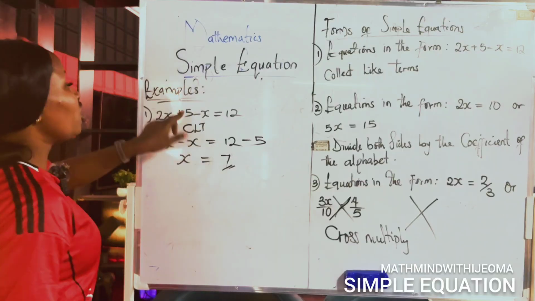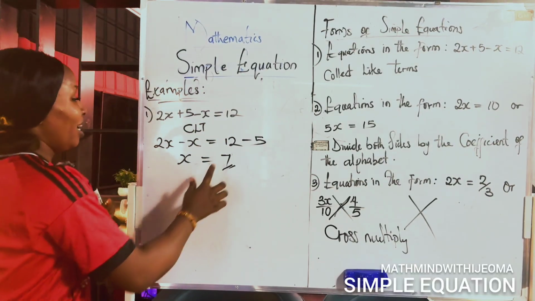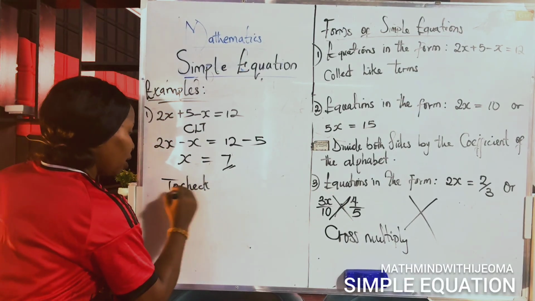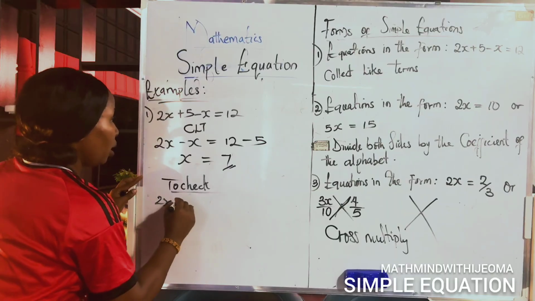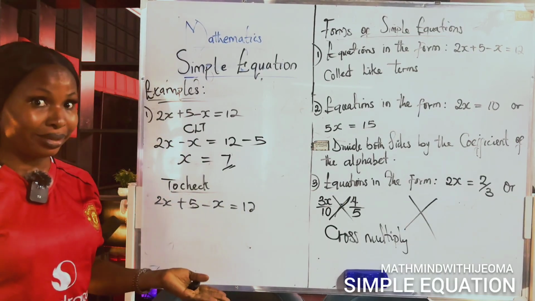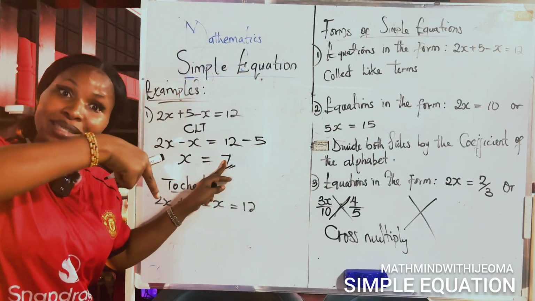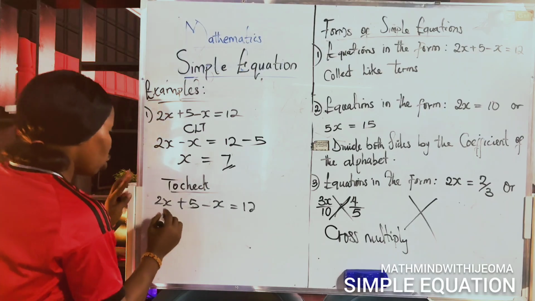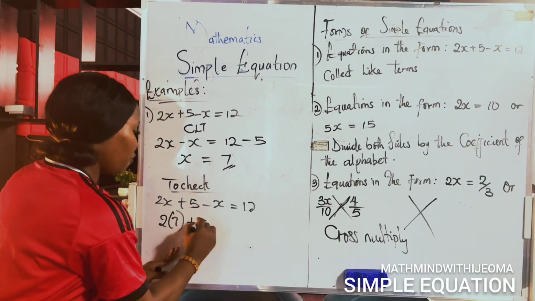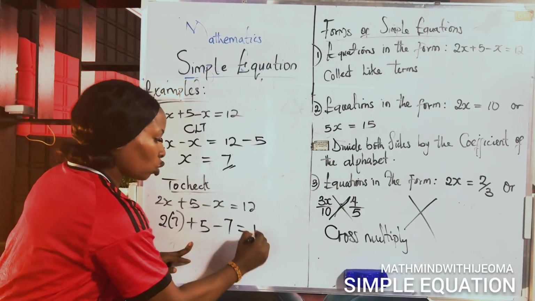Now, I have found my x to be 7, right? Now, let's try it out. Take the equation 2x plus 5 minus x equal to 12. That's the equation, right? Now, move ahead to put your 7, which is the value of x, in the equation you have. So 2x means 2 brackets 7, that's 2 times 7, plus 5 minus x is what? 7 again, is equal to 12.